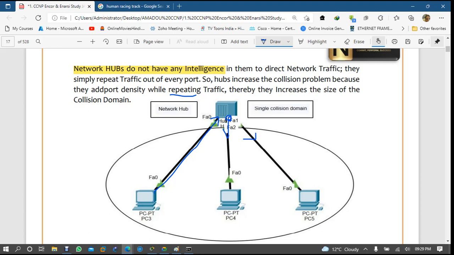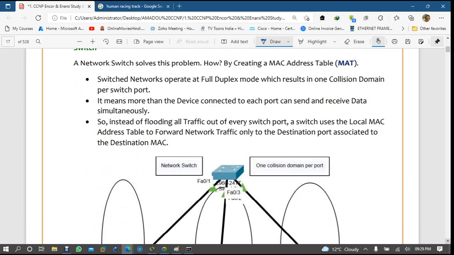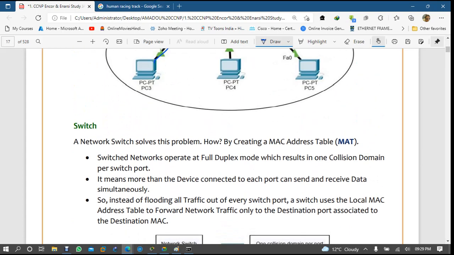So to overcome this problem, we came up with the switch. So what is a switch? Now let's understand about the switch.